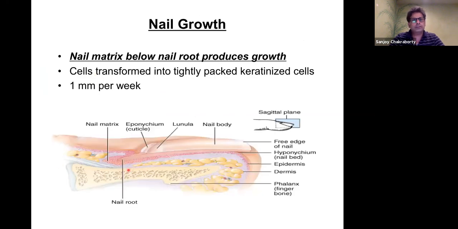That's again talking about the nail matrix. The nail matrix just keeps growing 1 millimeter per week. That's pretty advanced, they keep going. And if you cut the nail free edge, they will grow even further. Okay, that's it.